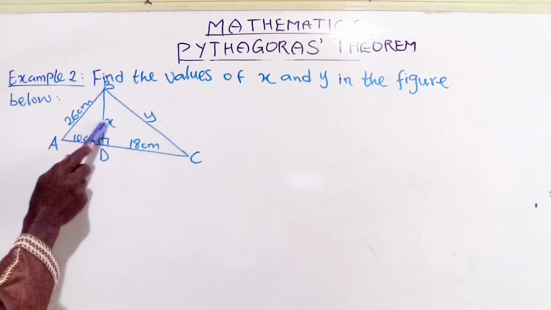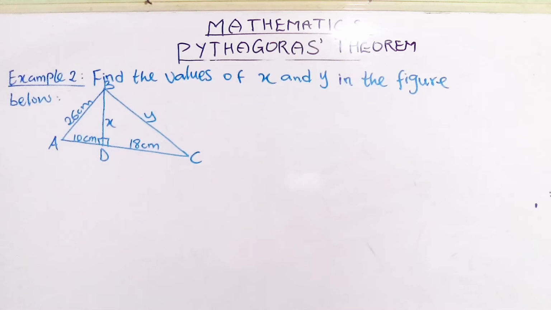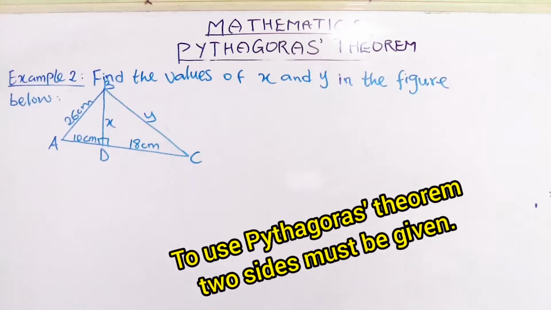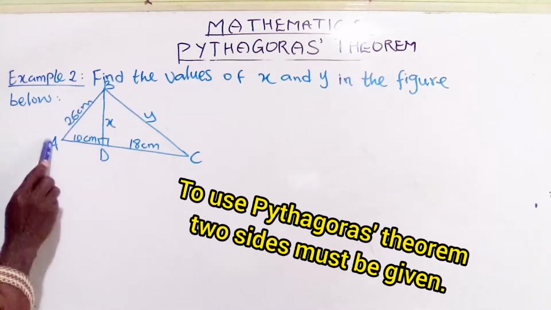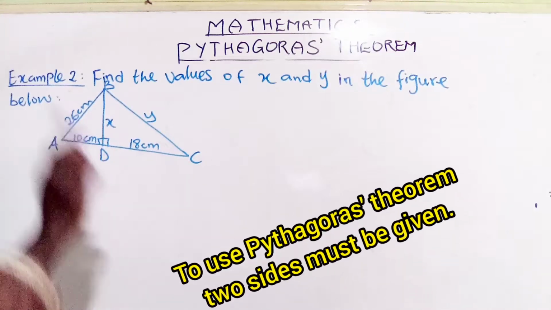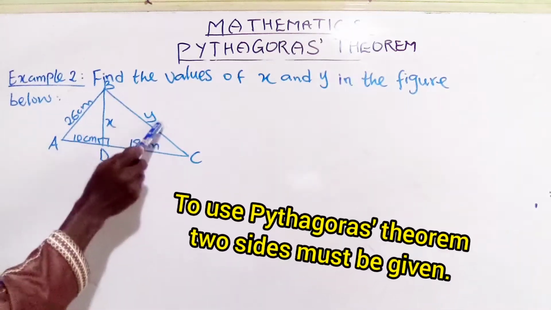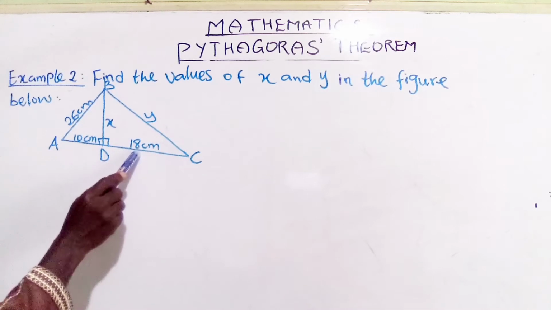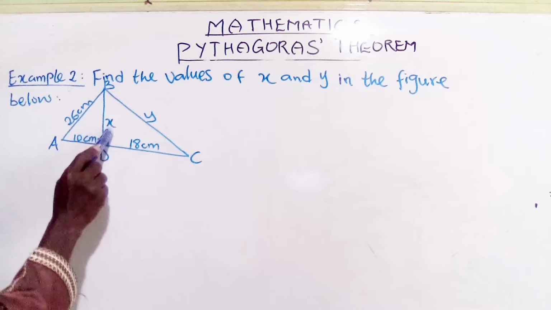I want to find the value of x and the value of y. Which one are we going to find first? Let's go back to the rule I gave you in our first lesson: before you can use Pythagoras theorem, 2 sides must be given in a right angle triangle. Look at this triangle BDA. We have this side and this side. Definitely, the first thing to calculate is x. You can't calculate y because in this triangle BDC, we are given only 18 centimeters. We don't know y, we don't know x.